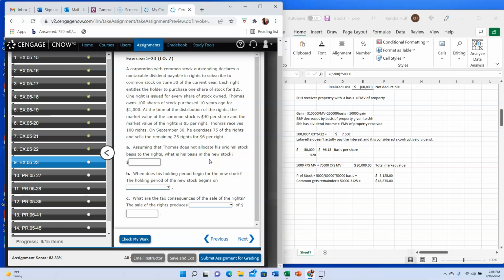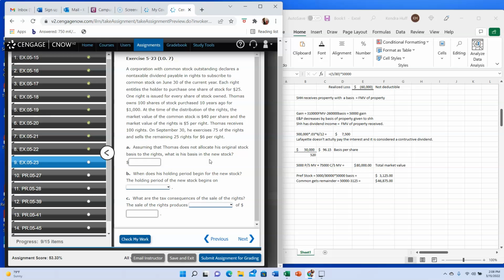All right, a corporation with common stock outstanding declares a non-taxable dividend payable in rights to subscribe to common stock on June 30th of the current year. Each right entitles the holder to purchase one share of stock for $25. One right is issued for every share of stock owned. Thomas owns 100 shares of stock purchased 10 years ago for $1,000. At the time of the distribution of the rights, the market value of the common stock is $40 per share, and the market value of the rights is $5 per share.